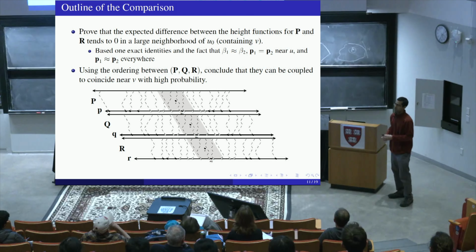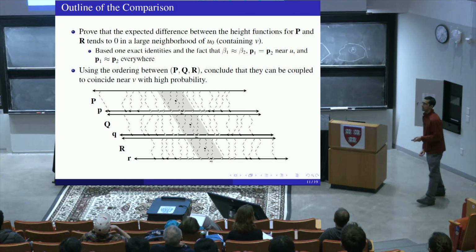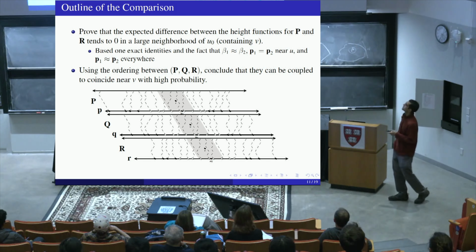You're also using the fact that the drifts are close. If these drifts were too different, then they would have no shot at being close to each other either. Any further questions? Okay, so I will keep going then.